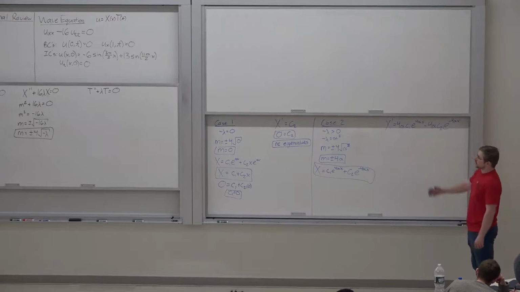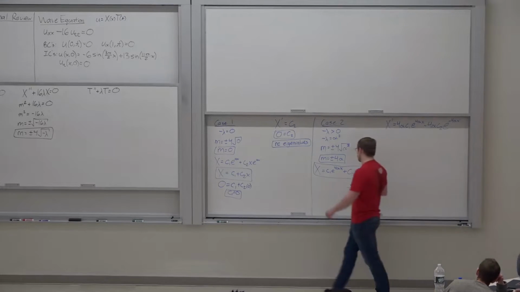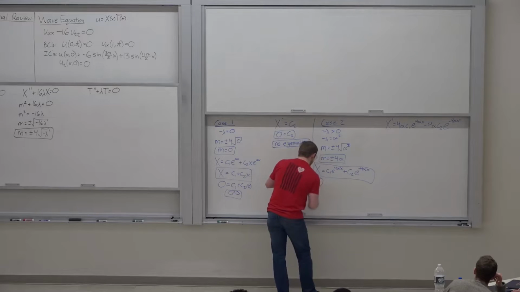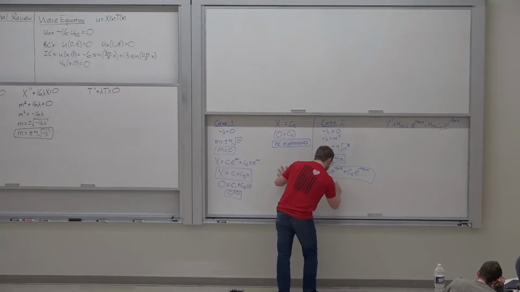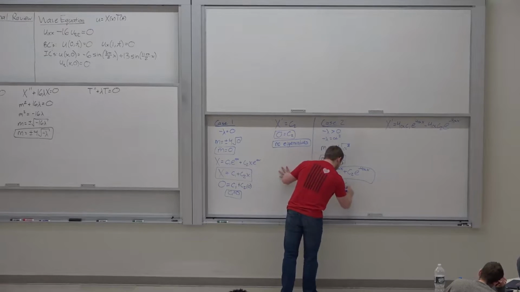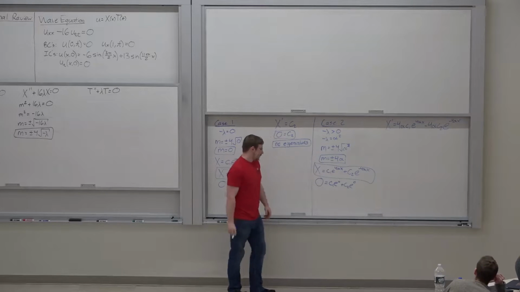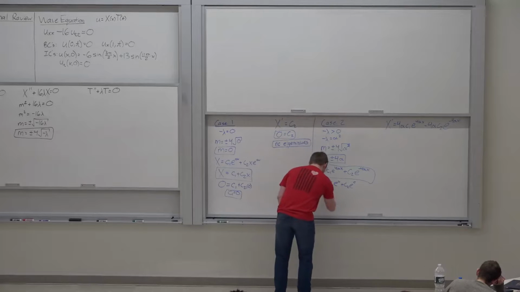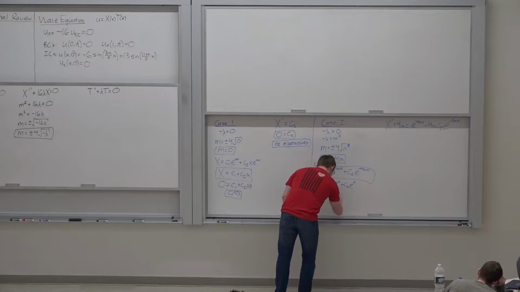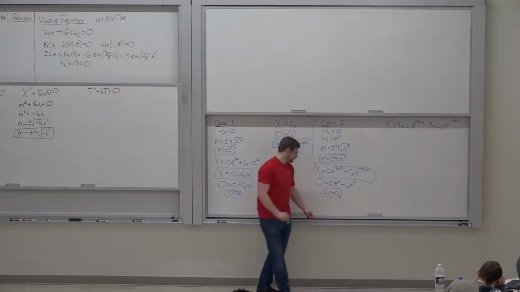My first boundary condition says when my variable x is equal to 0, my function X is equal to 0. So I have 0 is equal to C1 e to the 0 plus C2 e to the 0. Therefore, I have 0 is equal to C1 plus C2, or C1 is equal to negative C2.